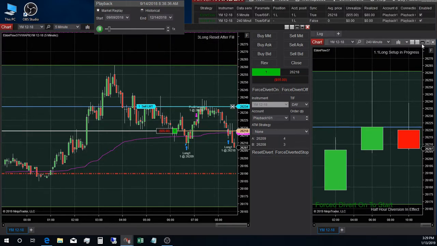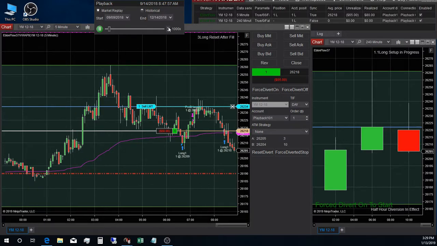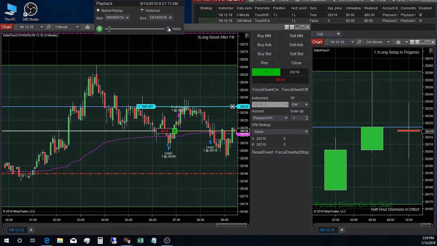We normally wouldn't even have this one open, but that way we can see exactly how this range is formulated. Okay, I'll speed it up so that we can see what happens when price breaks either the top of that or when a close price breaks the bottom of that.